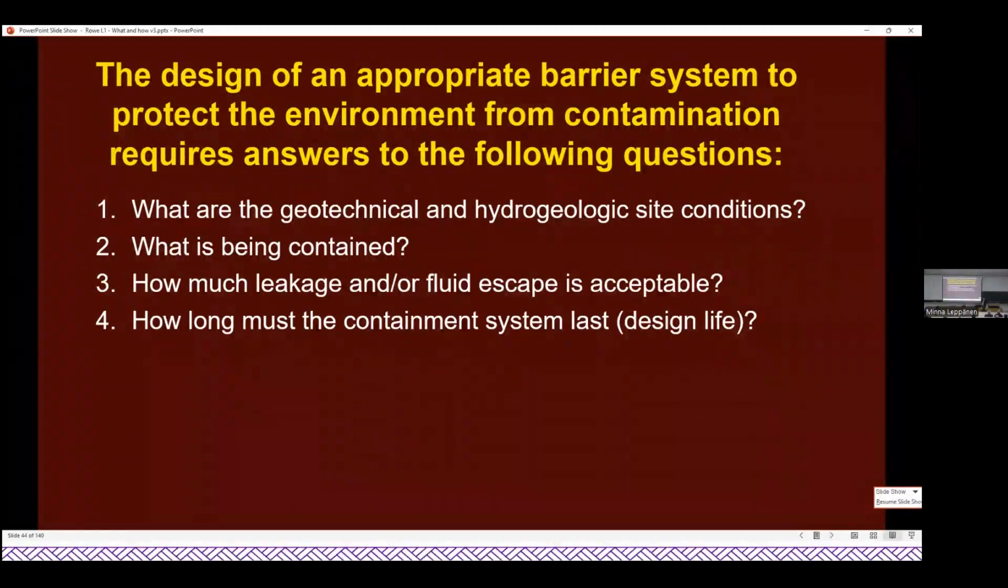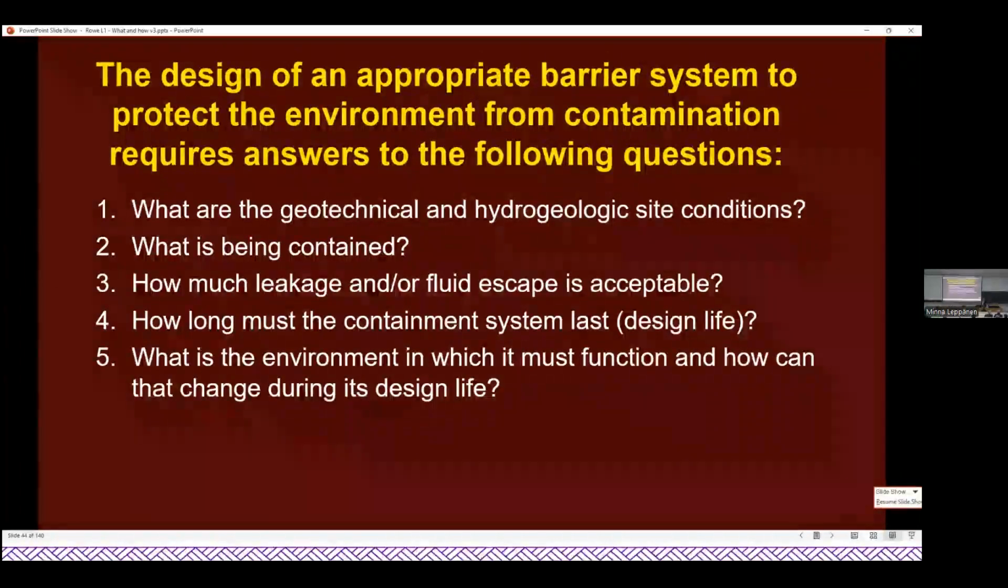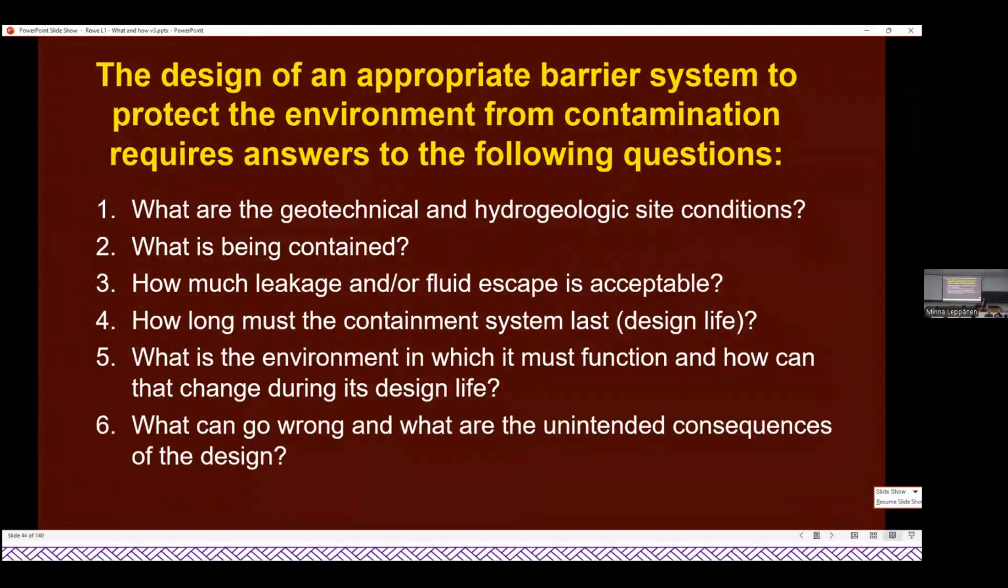How long must that containment system last? What is its design life? And what is the environment in which it must function? And how can that change during its design life? Finally, when we think we've got a good design, we've got to sit back and ask ourselves what could go wrong? And what are the unintended consequences of this design? Many failures occur because people don't ask those questions.